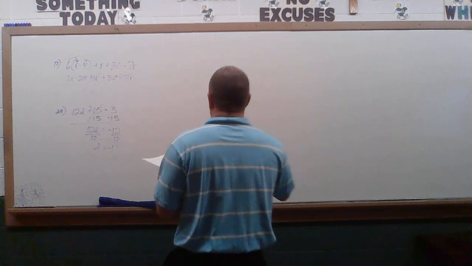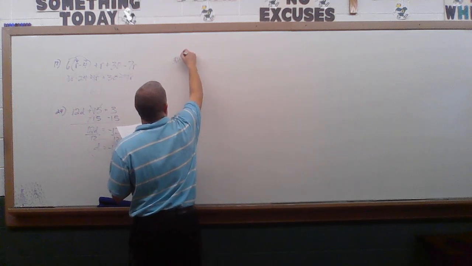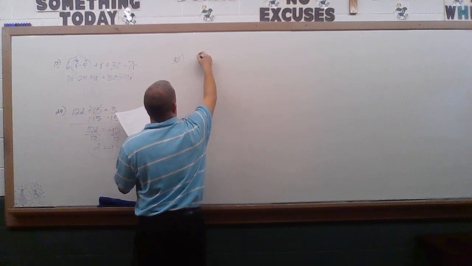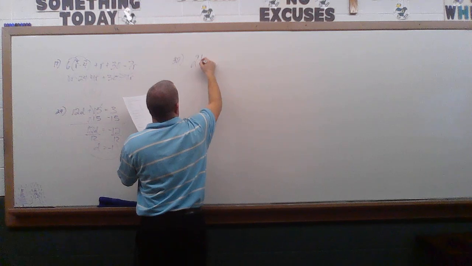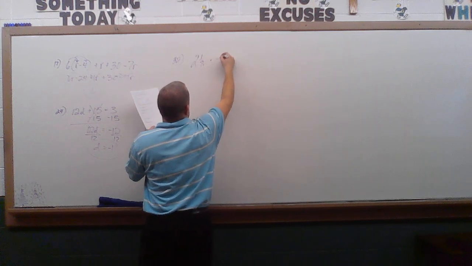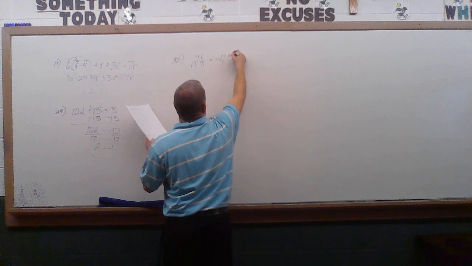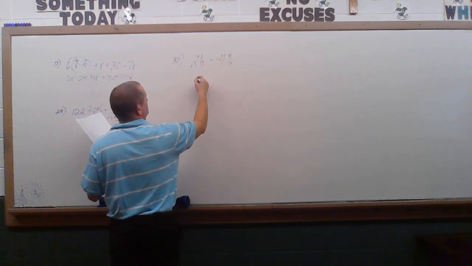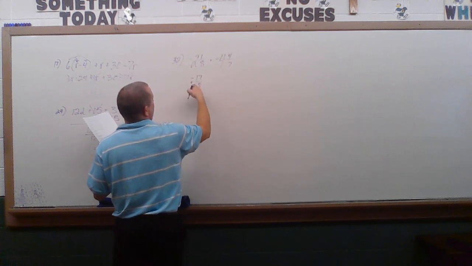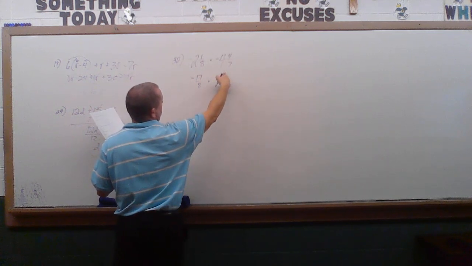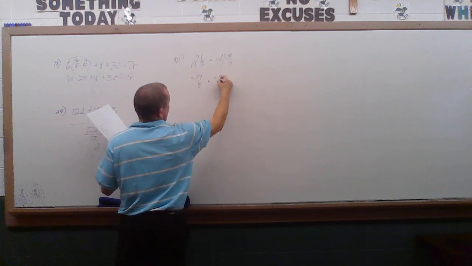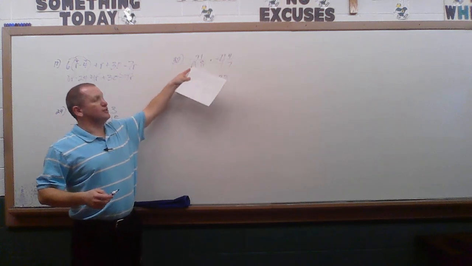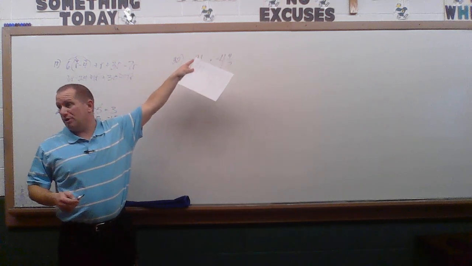32. So in 32, as the problem's given to us, the first thing that I notice is that I have mixed numbers. So the first thing that I'm going to do is think about turning these into improper fractions. So what do I get for the first one? Negative 17 over 8. Don't forget that negative sign. Times negative 32 over 7. Again, all we're doing is the denominator times the whole number plus the numerator.